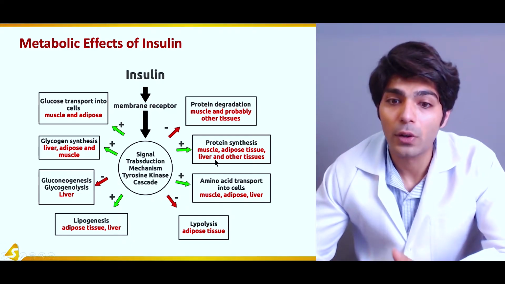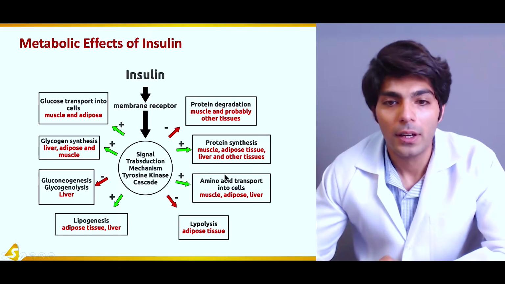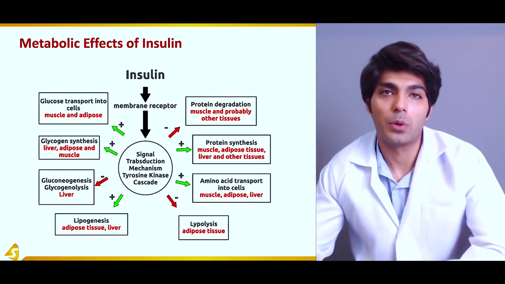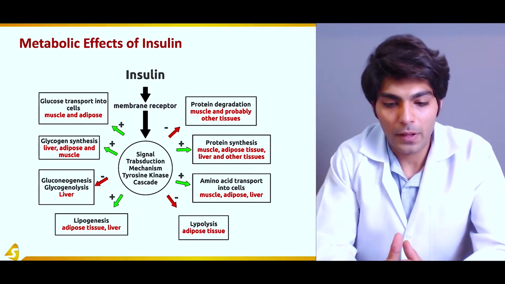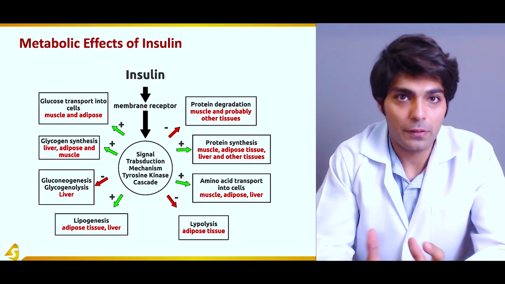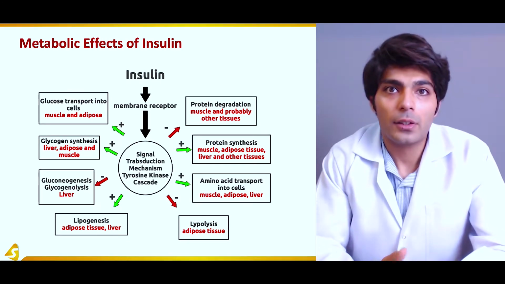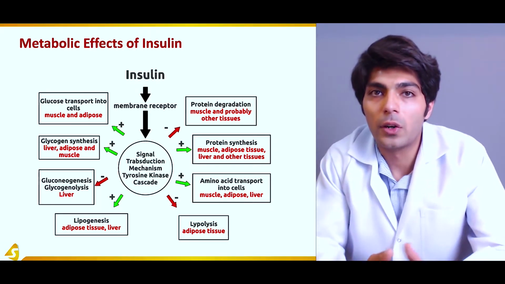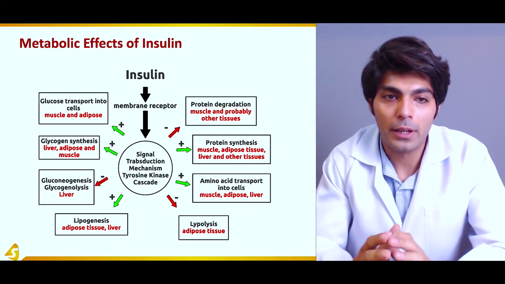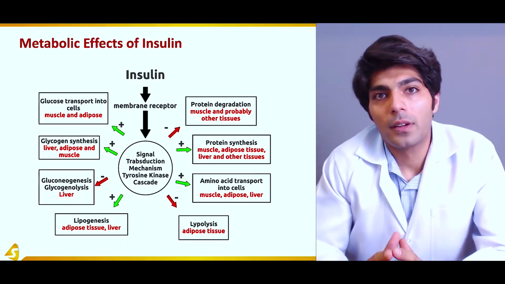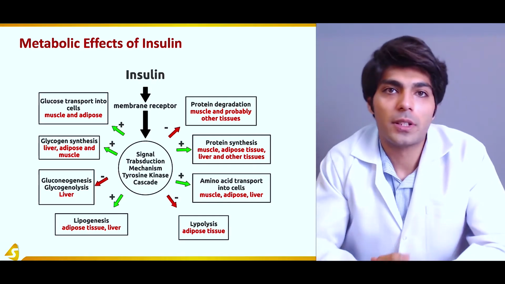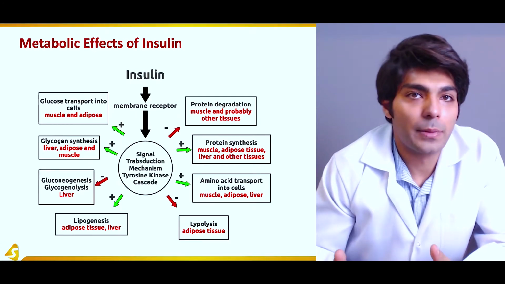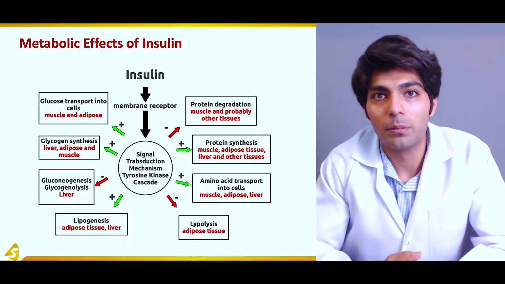There is protein synthesis from the muscles, the adipose tissue and the liver, and it inhibits protein degradation in muscle and probably other tissue. Before you get confused with all these metabolic effects, you should be very clear about the effects of anabolic hormones and catabolic hormones. Once you are clear with the concepts of anabolism and catabolism, then the effects of insulin and its metabolic effects will be much clearer and much easier for you.